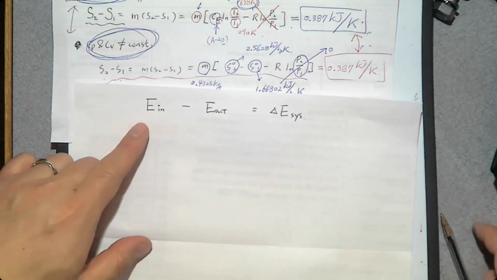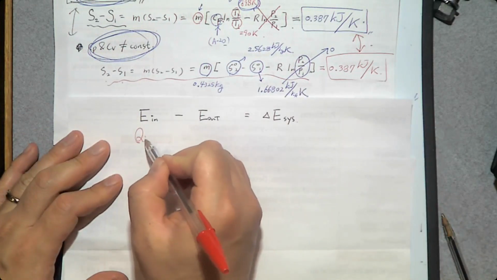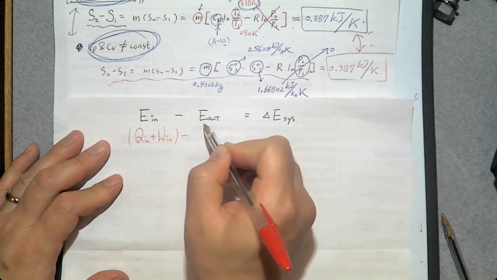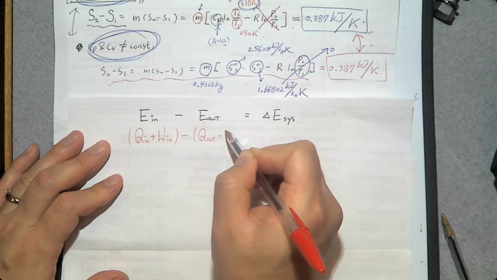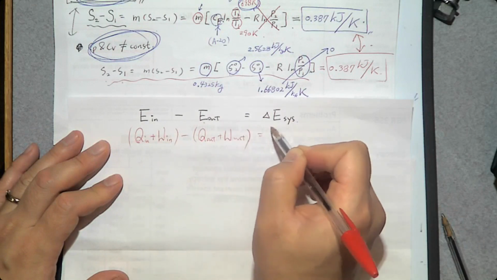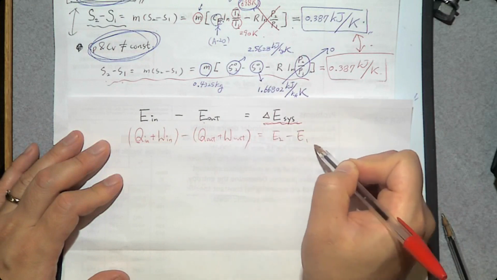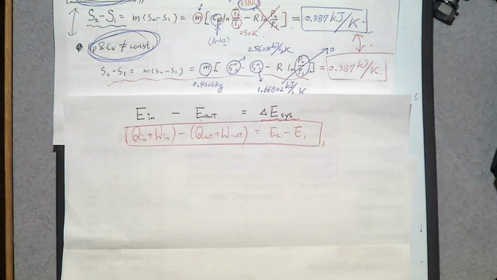That's how we made this energy balance equation. The energy transfer in can be either energy transfer by heat Q in and energy transfer by work W in, and this energy transfer out can be Q out and W out, and the change of energy of a system can be E2 minus E1. That's how we made this energy balance equation based on the conservation of energy principle.